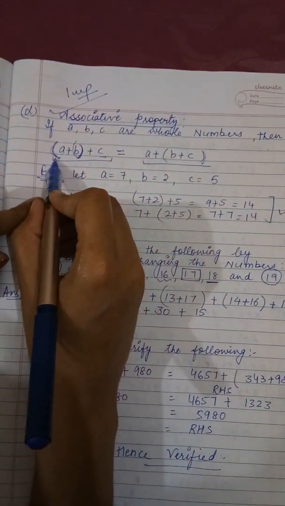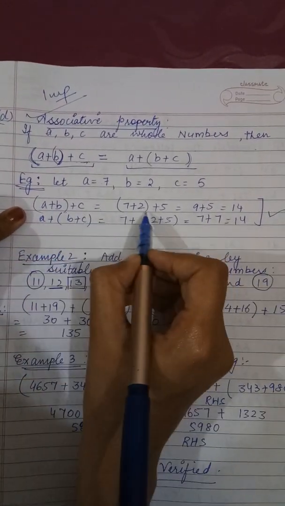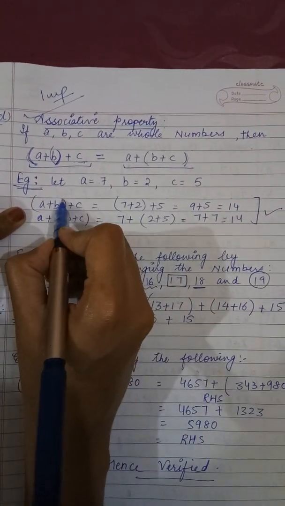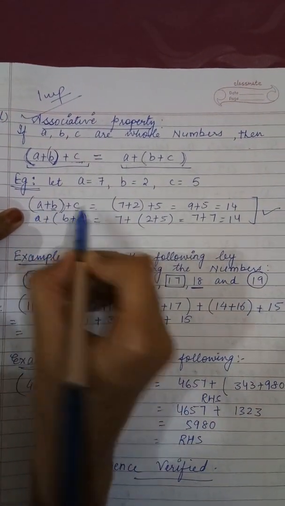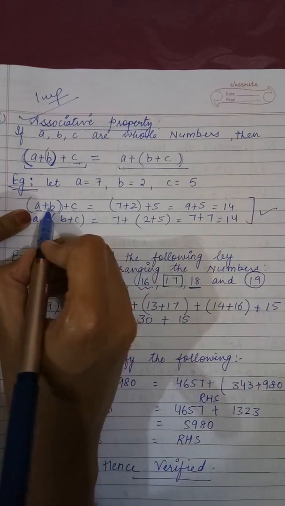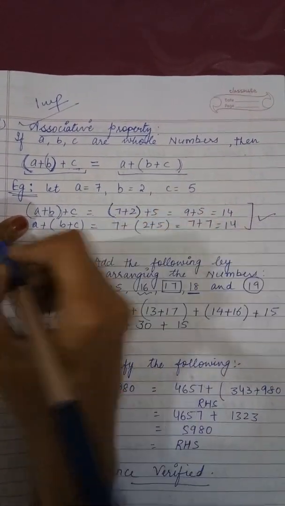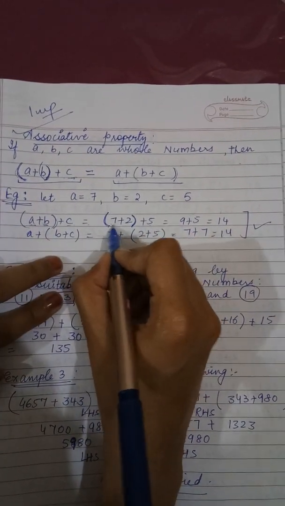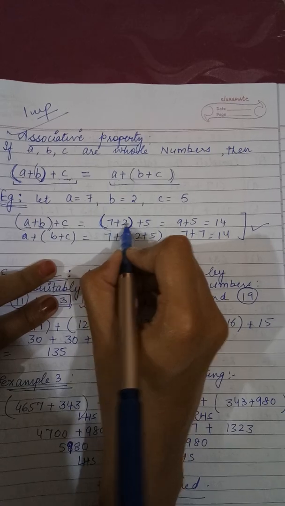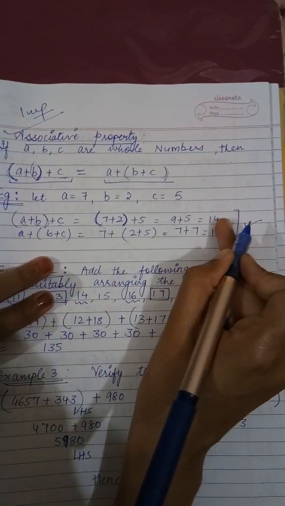Now let us take the left hand side. A plus b, which is in the bracket, plus c. In BODMAS we always solve the bracket first. Let me put the values: a is 7, b is 2 and c is 5. So firstly solve the sum inside the bracket. What is 7 plus 2? 9. And then in this sum you add 5, which gives you 14.